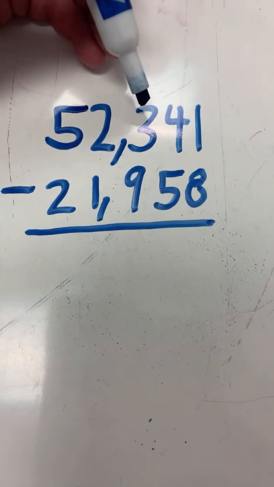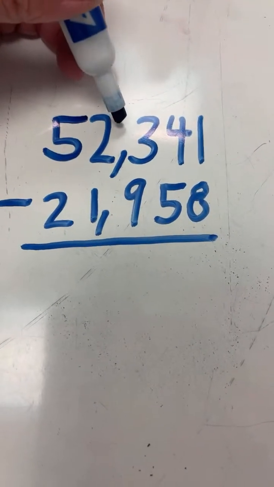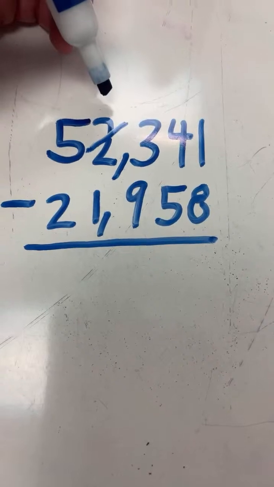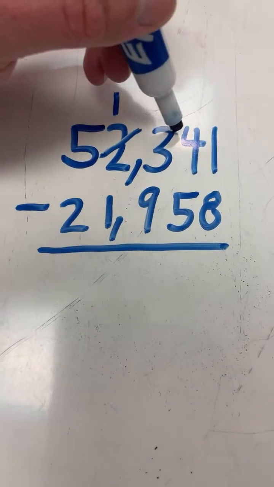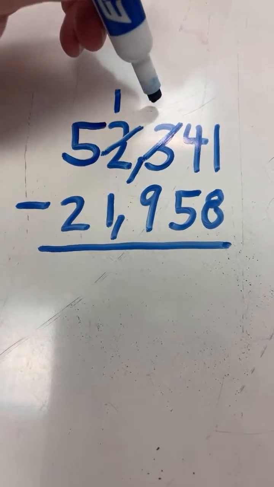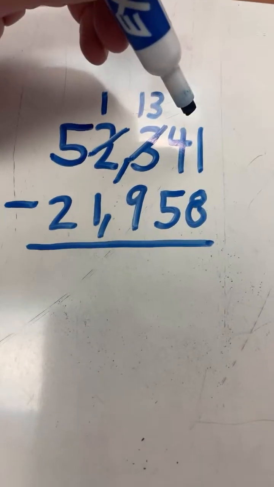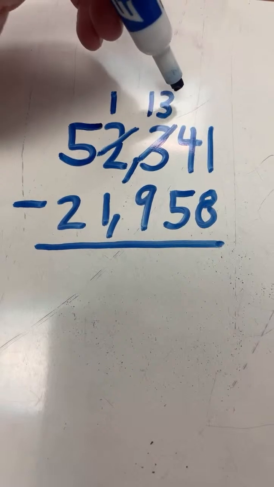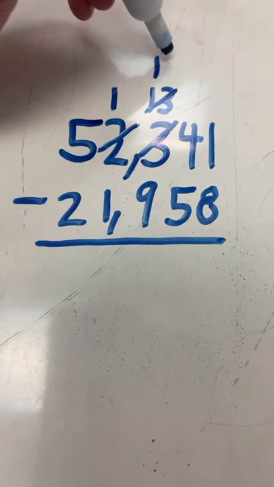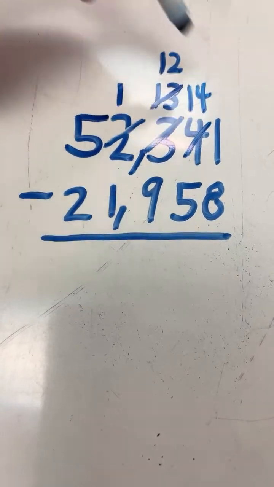So in the hundreds place, you cannot start out with 3 and take away 9, so we're going to take a 10 from the thousands place. The 2 in the thousands place is going to become a 1. And then the 3 in the hundreds place is going to become a 13. You can't start with 4 and take away 5. So the 13, we're going to change that to a 12. We take away a 10 from the hundreds place. Now the 4 is going to become a 14.